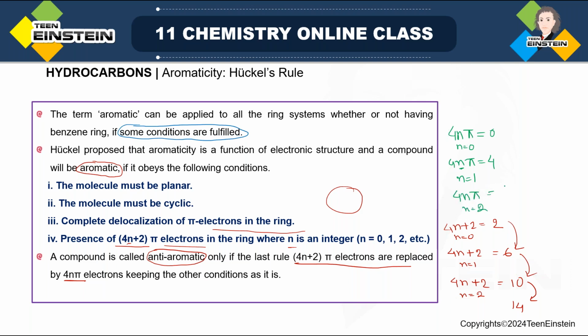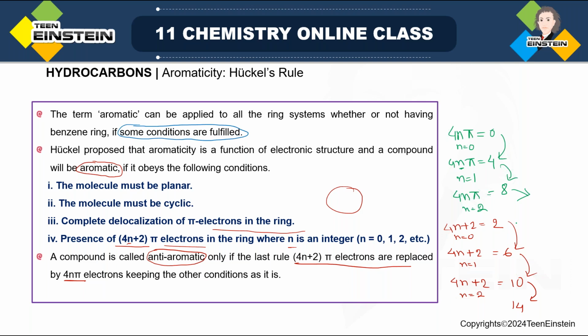n equal to 2, it is 8 pi electron. So here also it is proceeding by a gap of 4, but now it is 0, 4, 8. In this way it will move. You can also move to the next one. It will be 3 into 4, 12. So when it is moving in this gap 0, 4, 8, they are basically anti-aromatic.